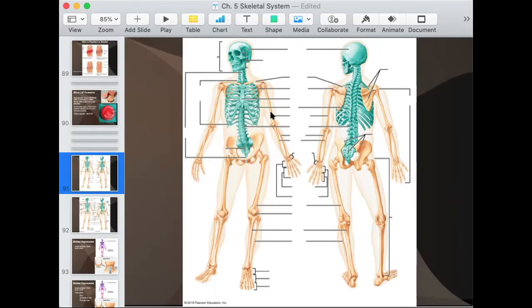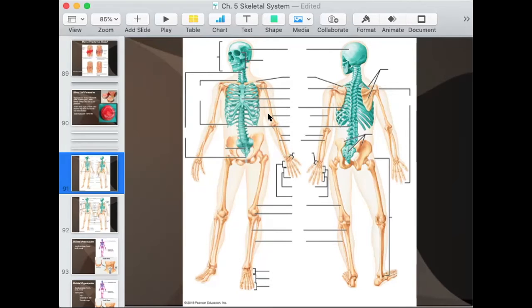Wait, where's your acromion? The acromial, where is that? So the acromial is just the name of your shoulder point, but it's not actually a bone. So there are names for areas of your body, but they're not also bone names.